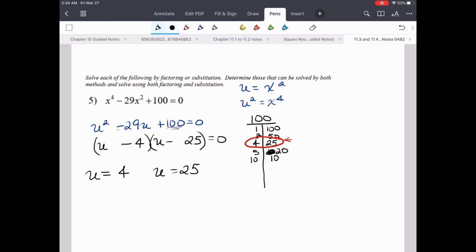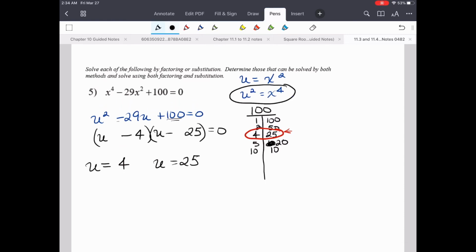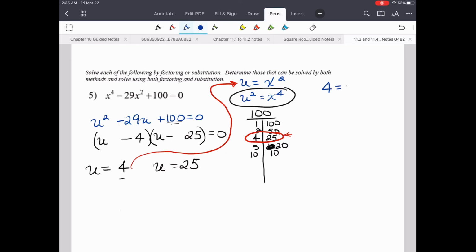Okay, but we can't stop there. We have to go back to the substitutions that we made and resubstitute them back into what we took out. Our first one, we've got u equals 4. I want to substitute that one in there. 4 equals x squared, and then you can solve that by just doing the square root of both sides.